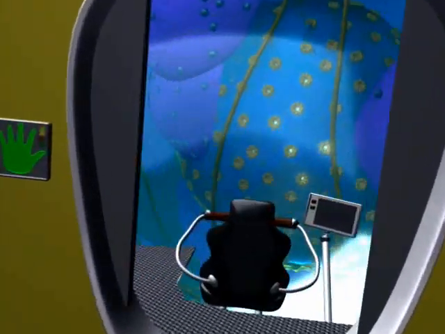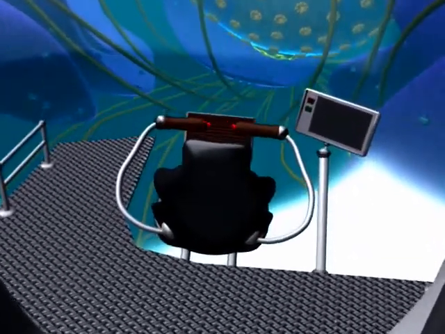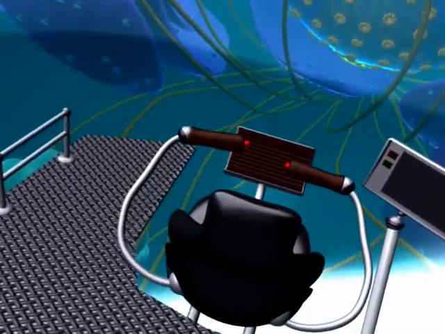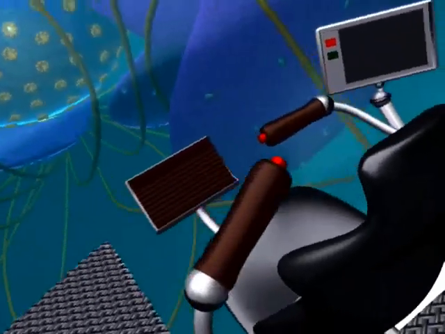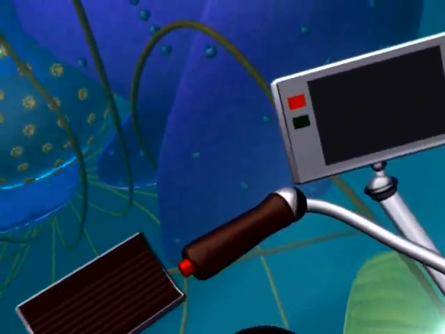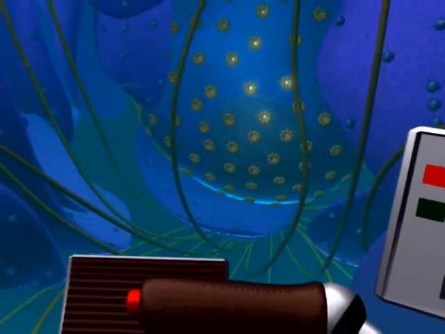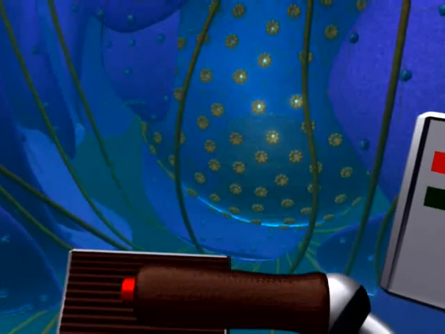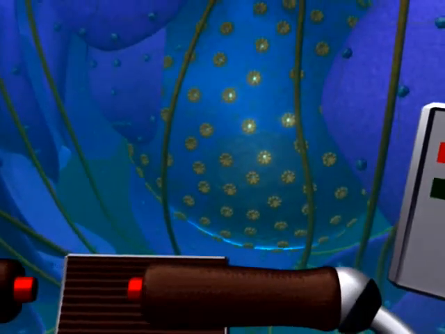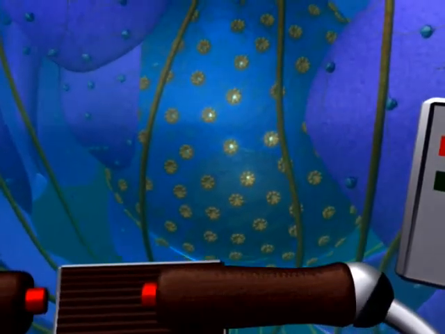Welcome to our virtual cell. It's time to climb into one of our cell submarines and take a virtual tour of our cellular landscape. Looking straight ahead, you should see a large blue object studded with small yellow openings. That is the nucleus of the cell. It will be our first stop today.